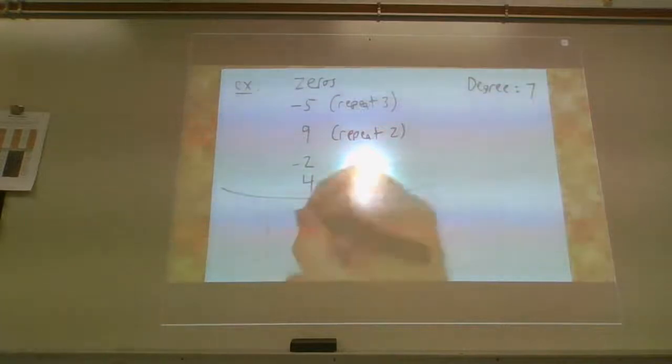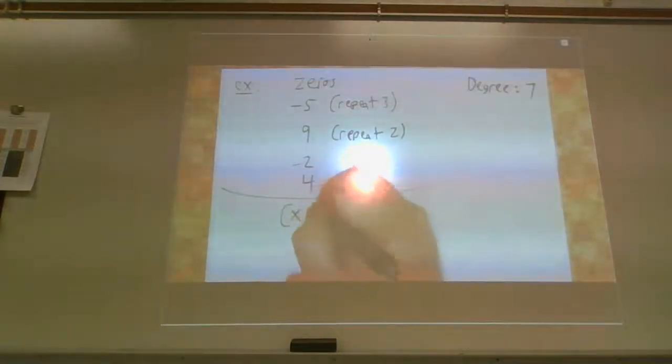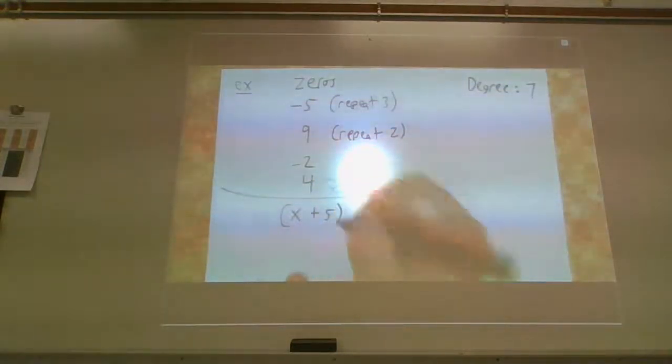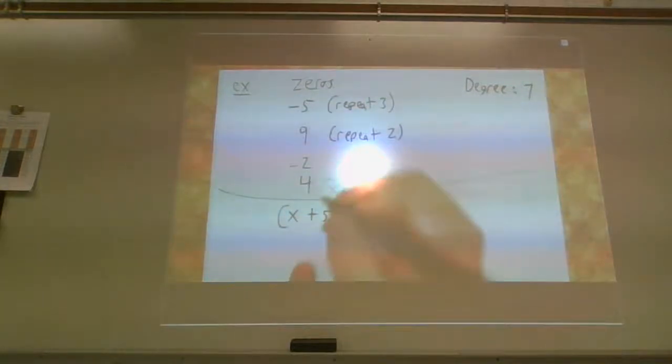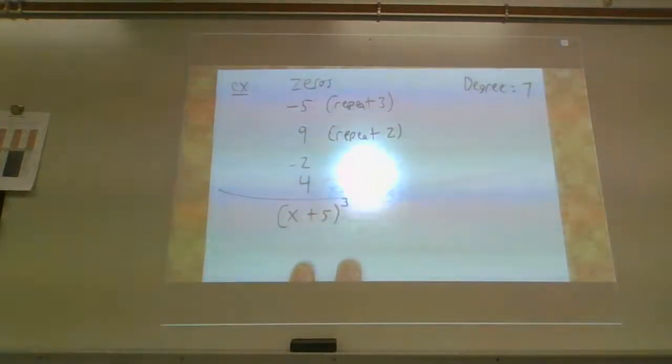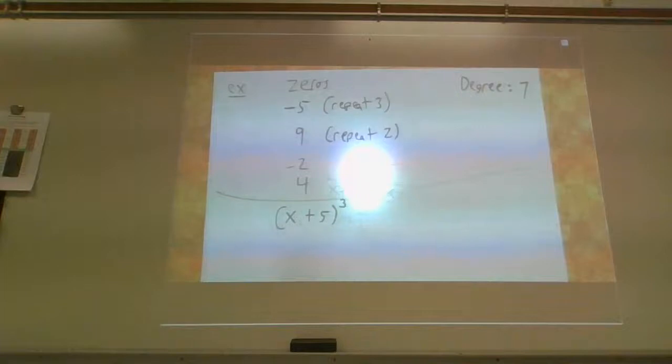-5 is a 0. And as you guys did pretty well with, if -5 is a 0, that must mean that x plus 5 is the factor. Yes, yes, yes. But it repeats 3 times. Meaning that I could write that with an exponent of 3. It's x plus 5 cubed. I mean, if you wanted to, you could write it out x plus 5, x plus 5, x plus 5, but you don't have to. You could write it out just like that.